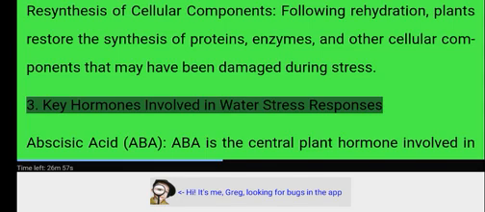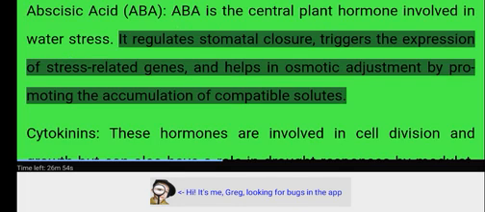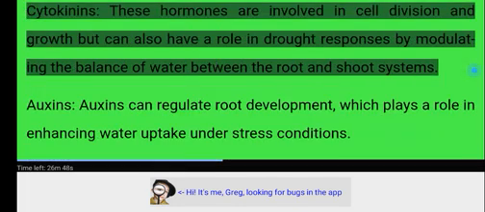3. Key hormones involved in water stress responses. Abscisic acid, ABA. ABA is a central plant hormone involved in water stress. It regulates stomatal closure, triggers the expression of stress-related genes, and helps in osmotic adjustment by promoting the accumulation of compatible solutes. Cytokinins: these hormones are involved in cell division and growth but can also have a role in drought responses by modulating the balance of water between the root and shoot systems.